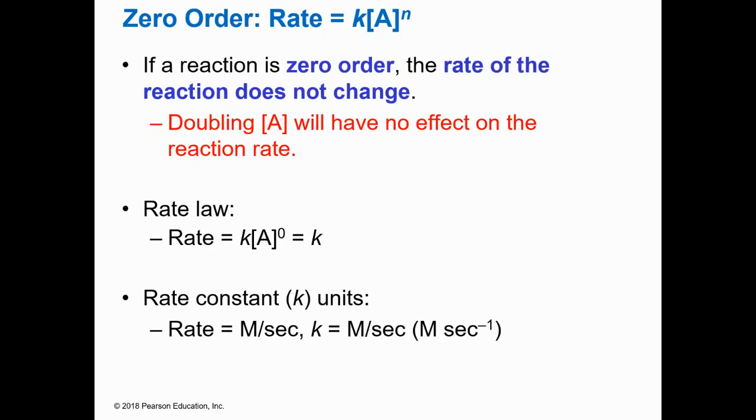Okay, so 0 order means the rate of the reaction does not change when I change concentration. Okay, so anything to the 0 power, remember if you do that in your calculator, it's times 1. And so that means it stays the same. The units also stay the same as the rate. Molarity over seconds. K is molarity over seconds.